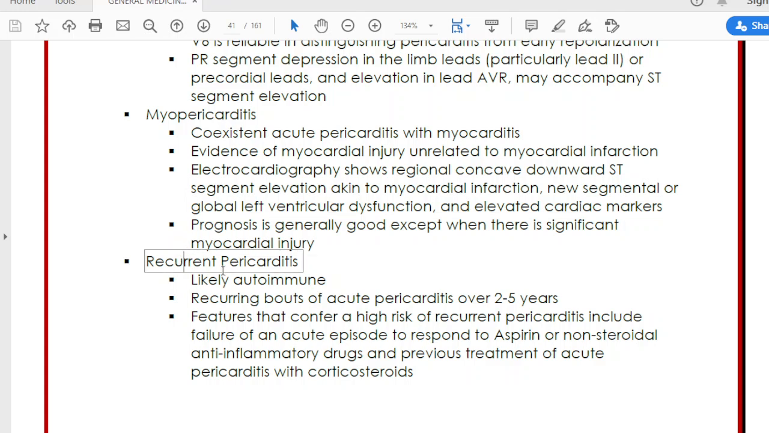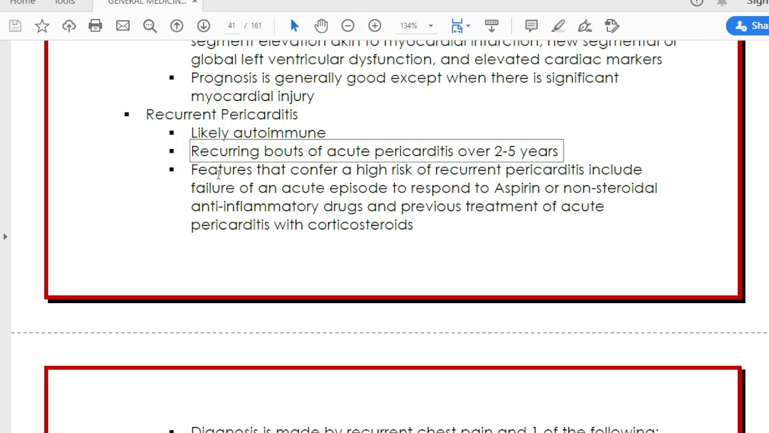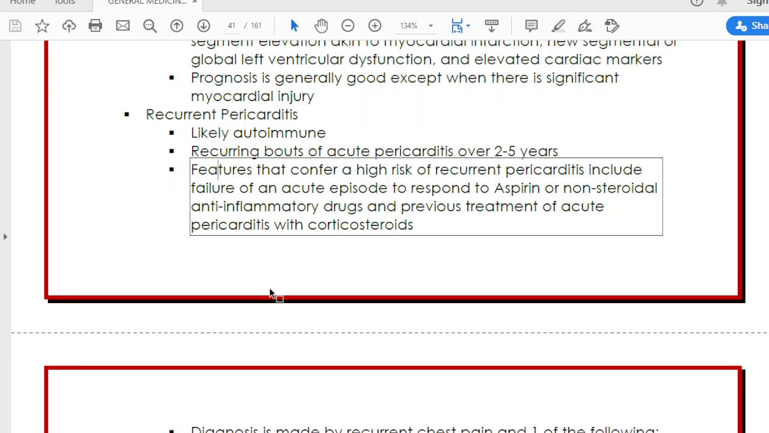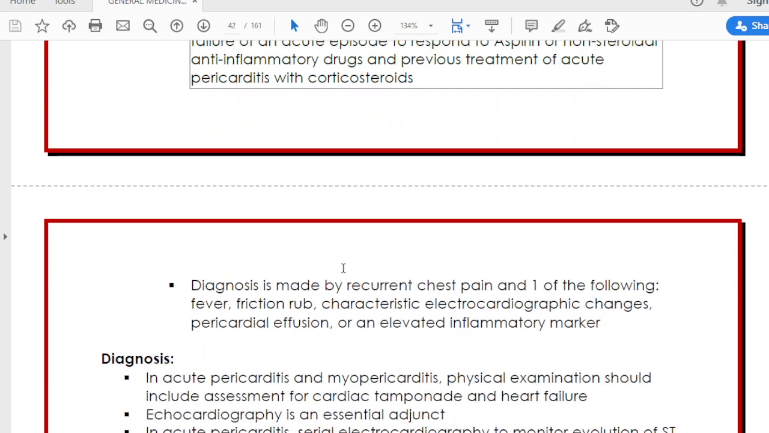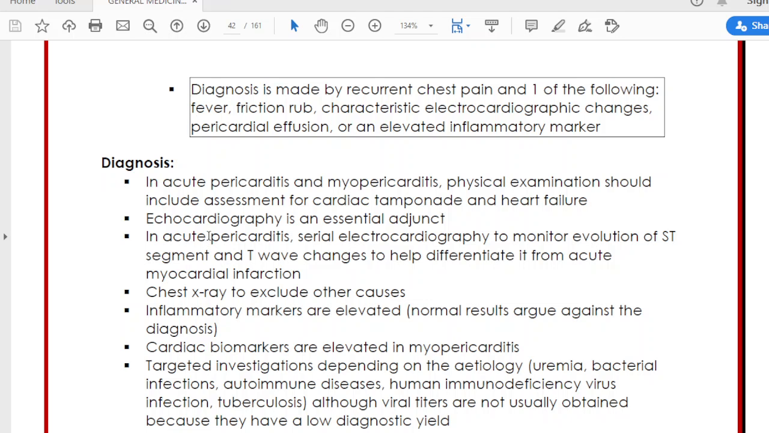Recurrent pericarditis. Likely autoimmune. Recurring bouts of acute pericarditis over 2 to 5 years. Features that confer a high risk of recurrent pericarditis include failure of an acute episode to respond to aspirin or nonsteroidal anti-inflammatory drugs and previous treatment of acute pericarditis with corticosteroids. Diagnosis is made by recurrent chest pain and one of the following: fever, friction rub, characteristic electrocardiographic changes, pericardial effusion, or an elevated inflammatory marker.